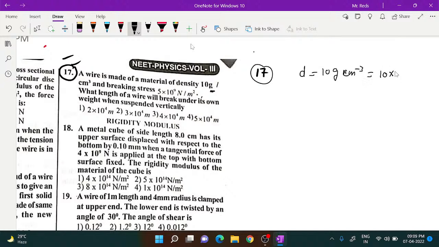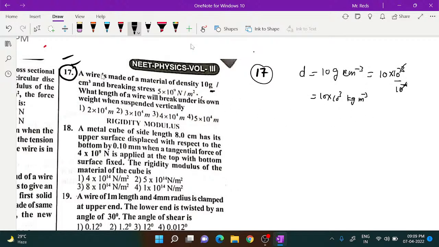1 gram equal to how many kilograms? 10 to the power minus 3 kilograms. Centimeter is equal to how many meters? 10 power minus 2. So whole cube means 10 to the power minus 2 whole cube is 10 power minus 6. So it becomes 10 power minus 3. It comes here and it becomes 10 into 10 to the power plus 3, 10 to the power 3 kilogram per meter cube is the density in SI units.